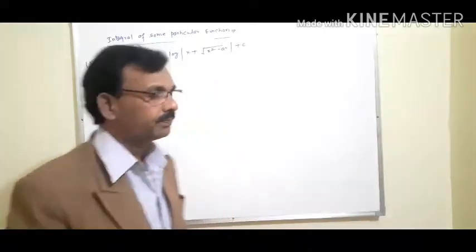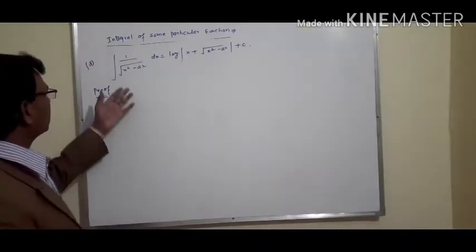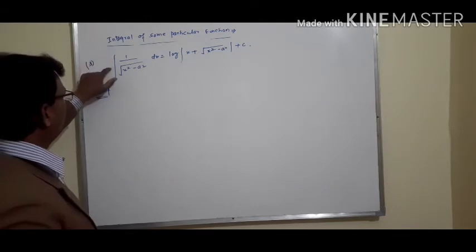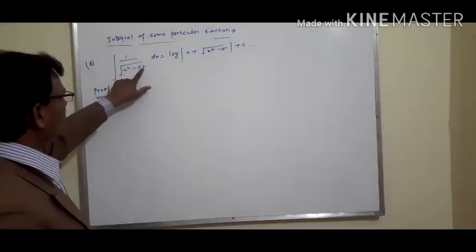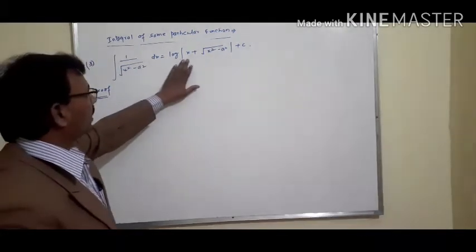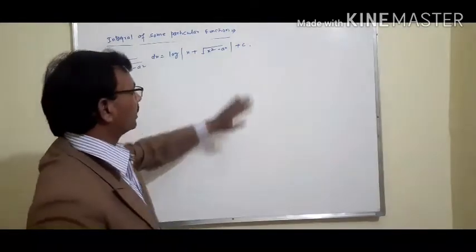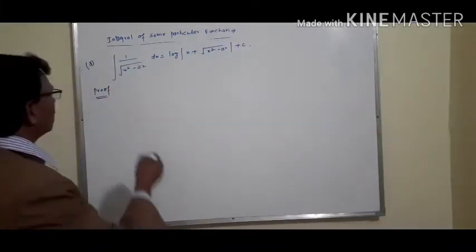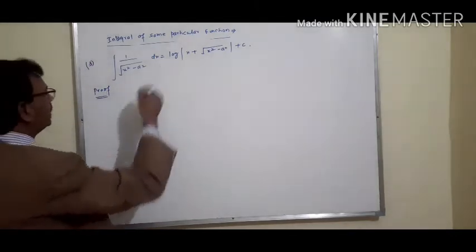Hello students, now here we will discuss the integration of 1 upon root under x square minus c square dx equal to log of x plus root under x square minus c square plus c. Now we will see the proof of this.